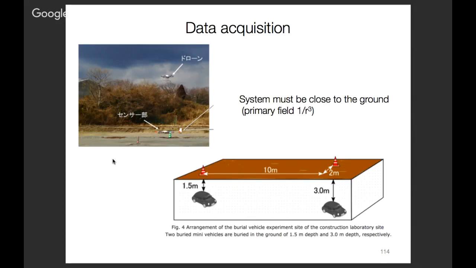For data acquisition, the basic principle is fields fall off as 1 over r cubed. So you've got to be close to the ground, and then you can still only see something that's limited to depth. They thought maybe 1.5 to 3 meters.